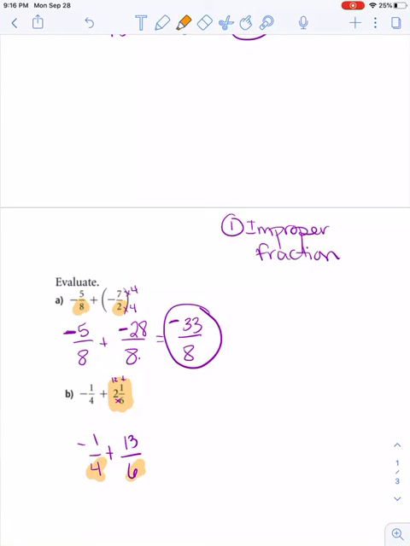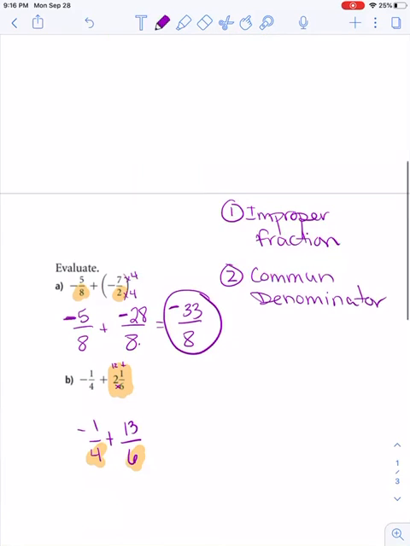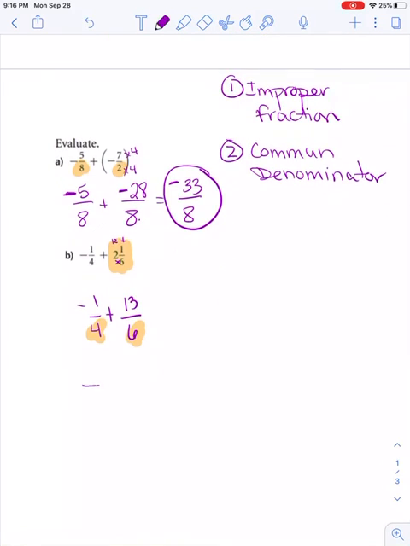Now, my denominators aren't the same. Step 2, common denominator. So in this case, we're going to be using 12. So everything's going to be on 12.